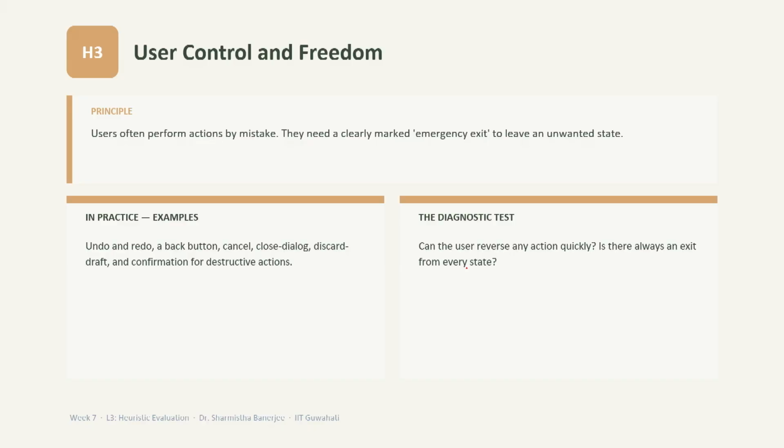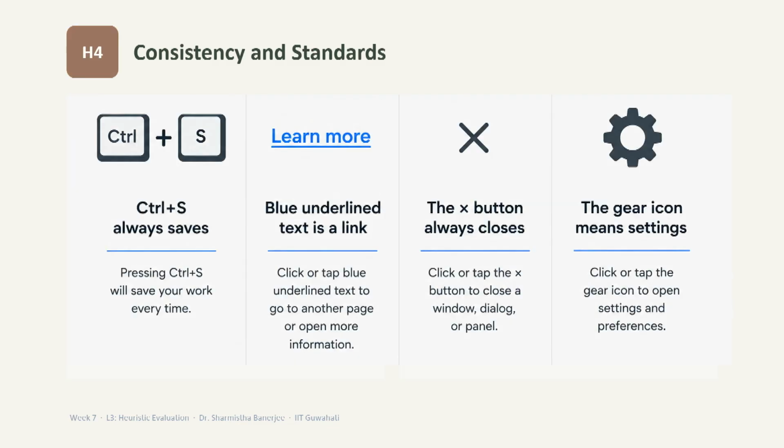What this test implies is, can the user reverse any action quickly? Is there always an exit from every state? So, I will go through the application that I am evaluating, understand if this is violated, and then I will flag it. Then comes consistency and standards.